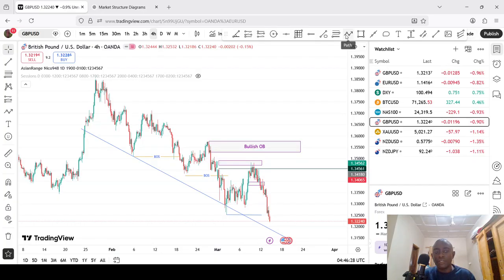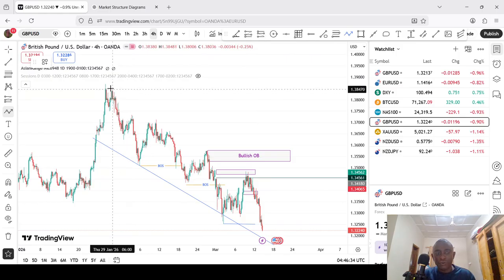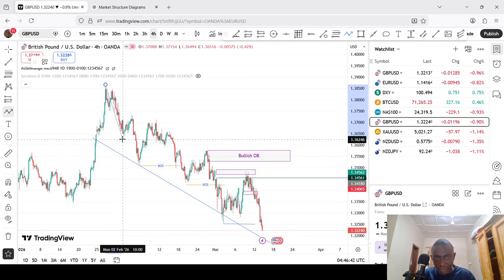And what we need to do is to just mark out. If I want to use the path tool, I'll just use this one, then draw it like this. This point is not that strong, because if you look at the candle, it created a wick. Price didn't close around that zone. It closed around this zone. So I'll just bring it here.